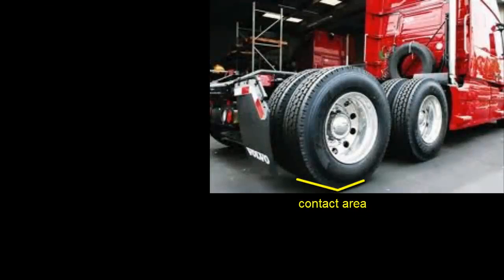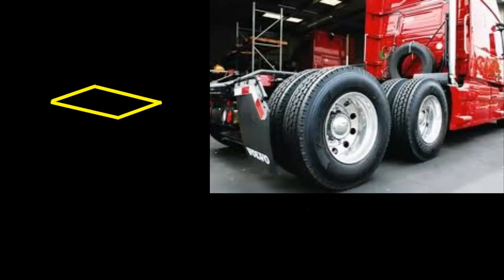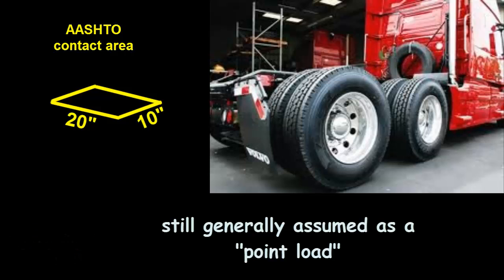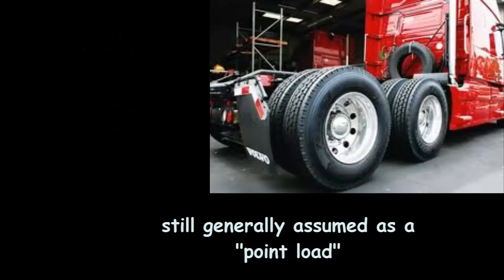When the dual wheels of a truck are on a bridge, there is a definite contact area where the wheel load goes into the bridge. AASHTO defines the standard contact area for dual wheels as 20 inches wide by 10 inches long. The truck wheels are still generally assumed to be point loads.